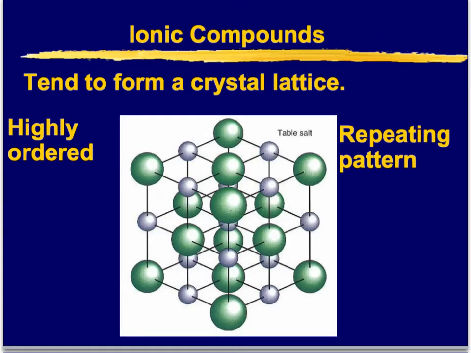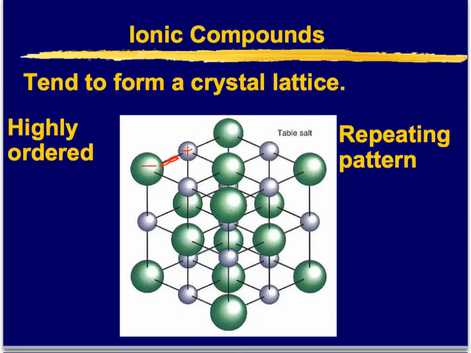It's important to know that ionic compounds tend to form a crystal lattice. It's a highly ordered structure with a repeating pattern, and it's really stable because of the bonding between the positive and negative charges. These big green structures here are chlorine, which tend to be negatively charged, and the small gray particles are the sodium ions, which have a positive charge. Notice how many different bonds are forming between each atom.